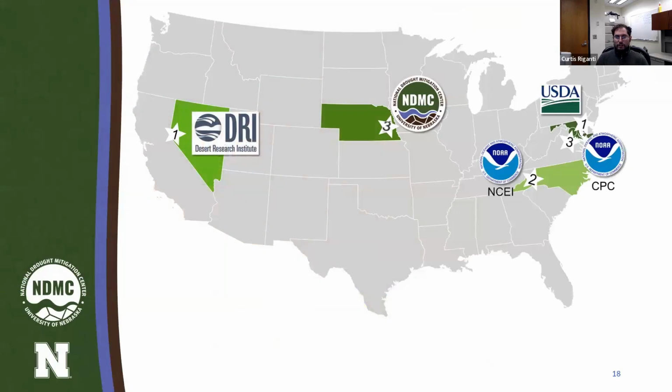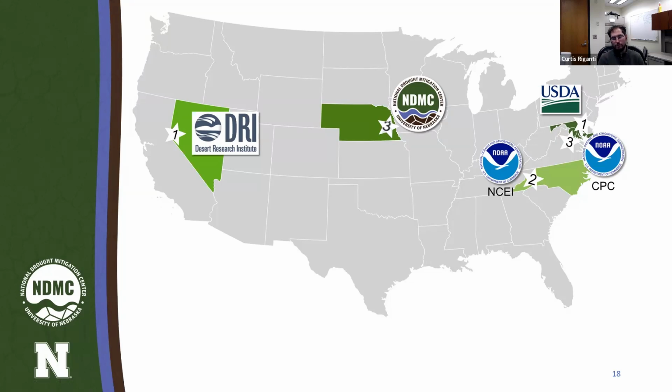So how is this all done? We currently have 10 USDM authors who cover page 1, that is the lower 48, Alaska, Hawaii, and Puerto Rico for the US Drought Monitor map. We're spread across multiple regional centers and agencies across the US.